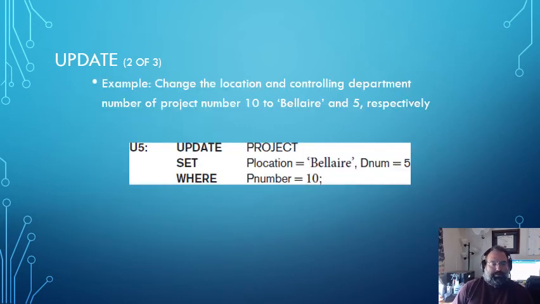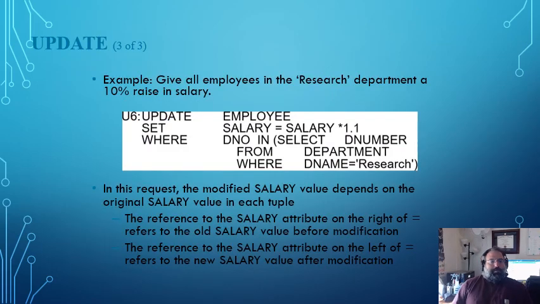So here's an example of changing something inside of the project table. We don't know what it was before, but we're setting the location to Bel Air, and we're setting the department number equal to 5, where the project number is 10. So I assume we're moving a project from one location to another. An additional example of update: give all the employees in the research department a 10% raise, and we do so by saying update employee, set salary equal to salary times 1.1, where, using a nested select statement, they're in this research department.